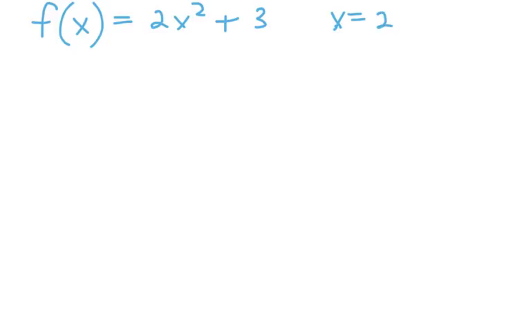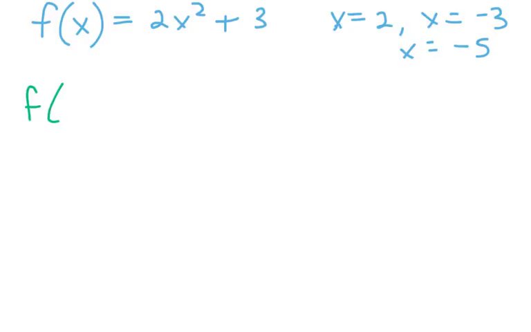I'll do one more just for fun. If you've understood this, you can go on, but I'll do one more. f of x equals 2x squared plus 3. Alright, so we're going to evaluate for x equals 2, x equals negative 3, and x equals negative 5. Okay, so let's get started here.